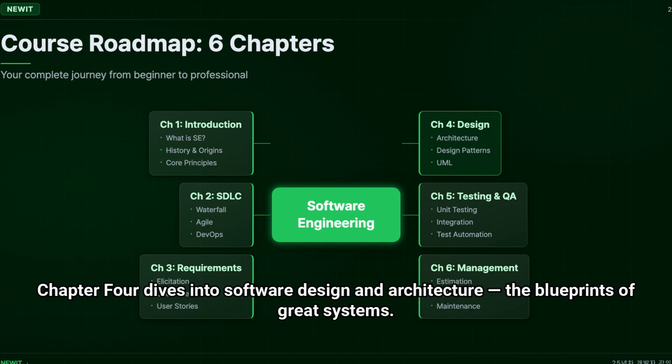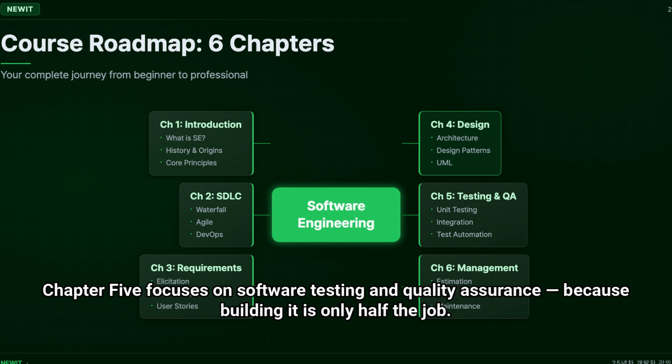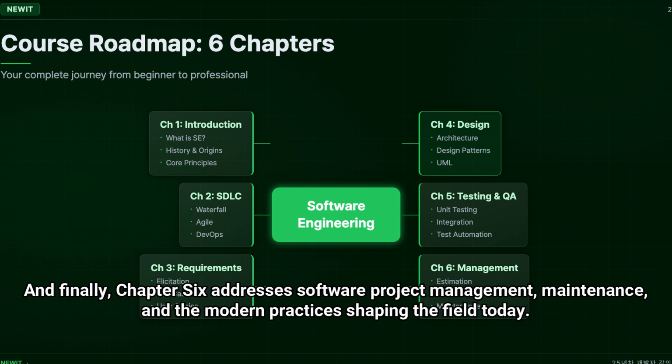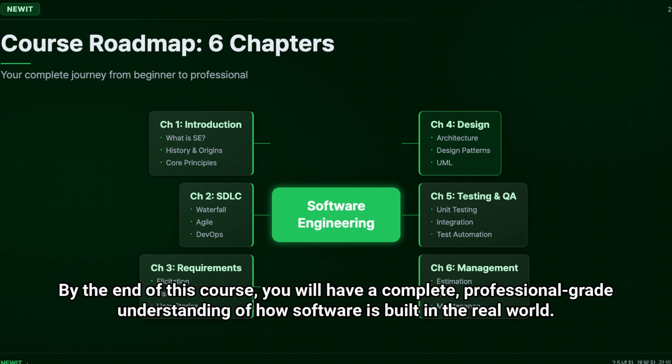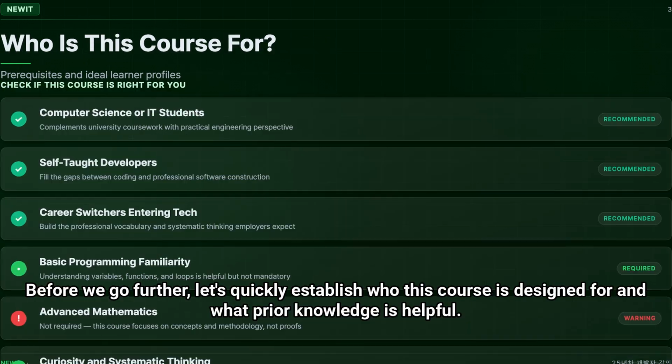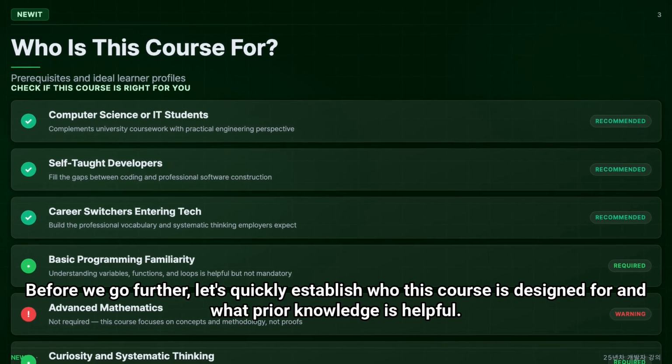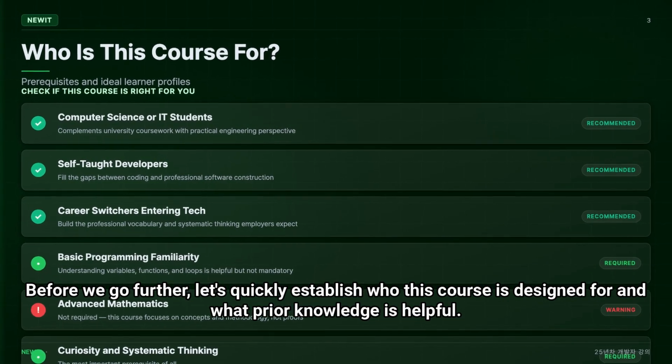Chapter 4 dives into software design and architecture, the blueprints of great systems. Chapter 5 focuses on software testing and quality assurance, because building it is only half the job. And finally, Chapter 6 addresses software project management, maintenance, and the modern practices shaping the field today. By the end of this course, you will have a complete, professional-grade understanding of how software is built in the real world.